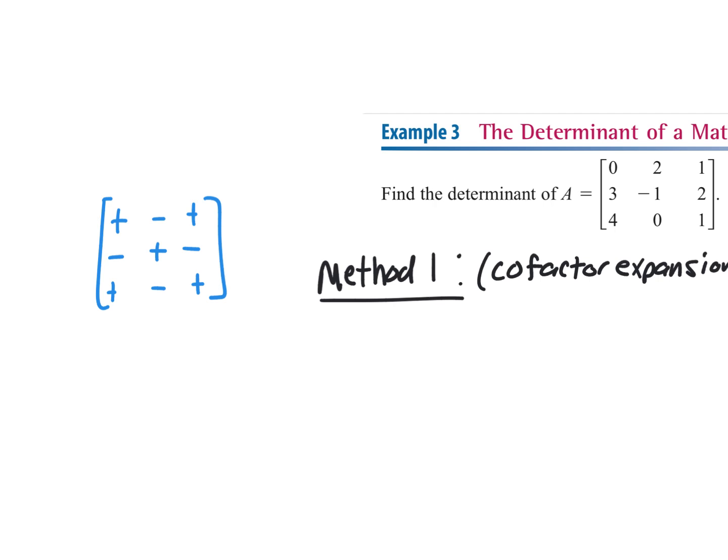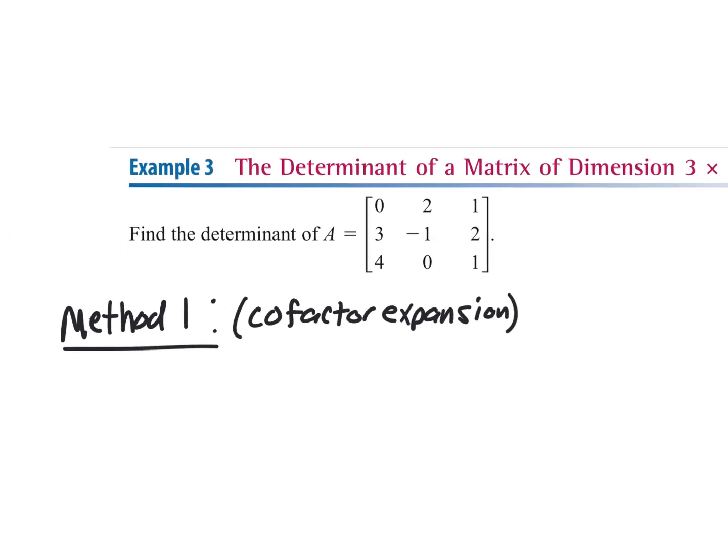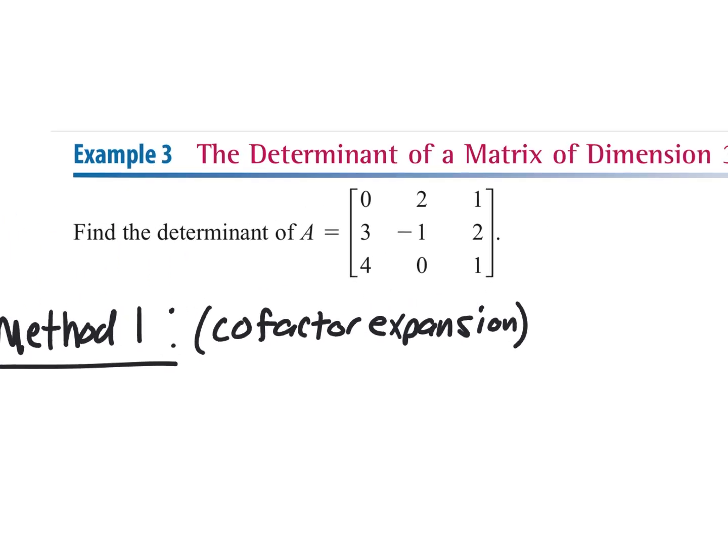So let's have a look. I'm going to pick, let's say, the first row, the very top row. All right, so this right here. We have a 0, a 2, and a 1. I'm picking this one just because it has a 0.